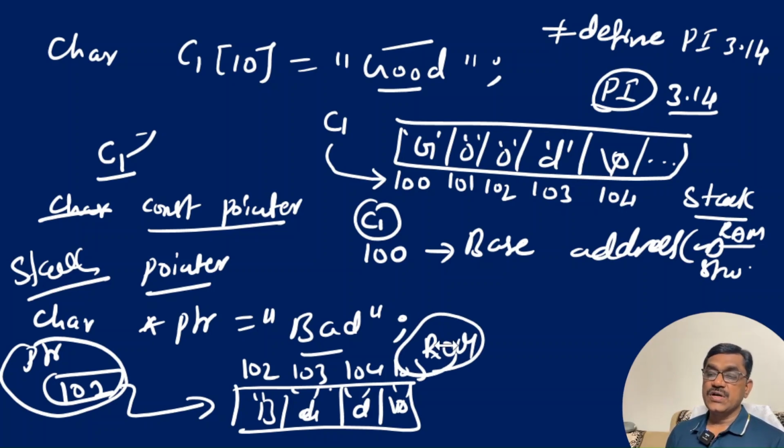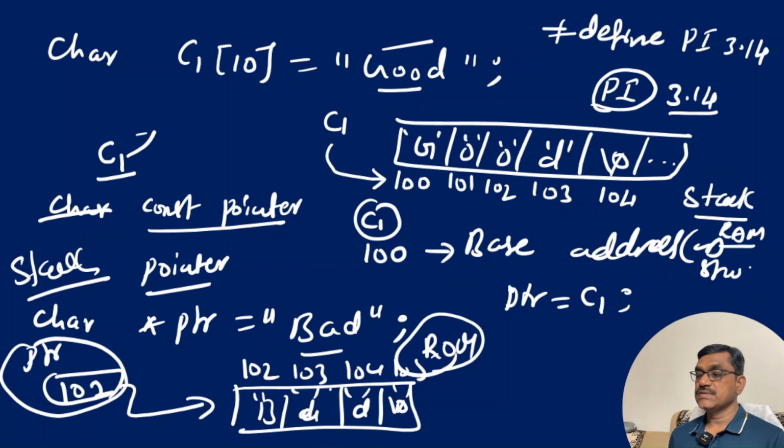So we can easily modify the values of the character array, but we can't modify the values of the character pointer. Why? Because we don't know the exact location. At the same time, the string literals pointed to by the character pointer are stored in read-only memory, which cannot be modified. This is very, very important, right? Now, for example, here we are saying char *ptr = "bad". Now here I'm writing the statement ptr = C1.